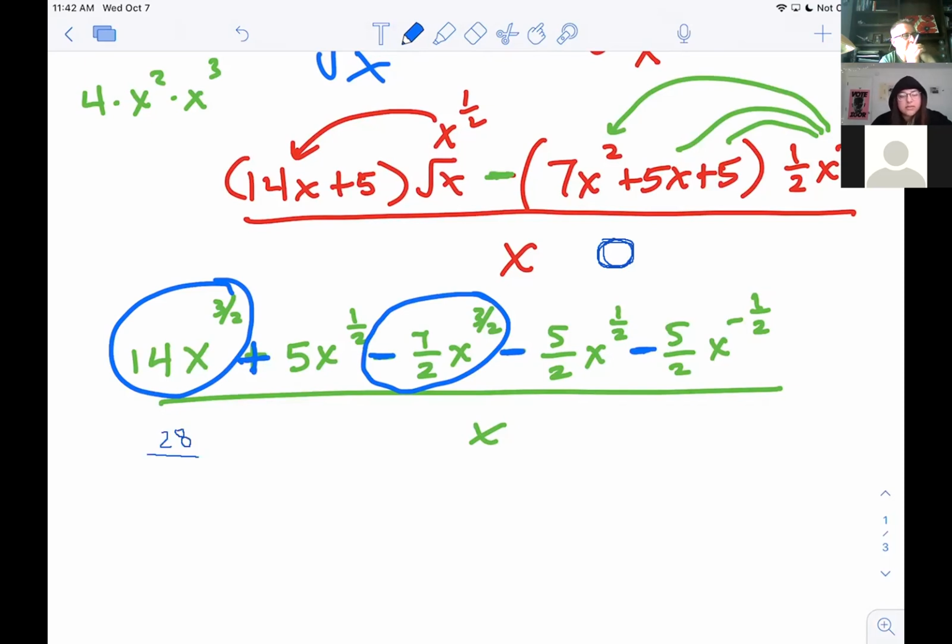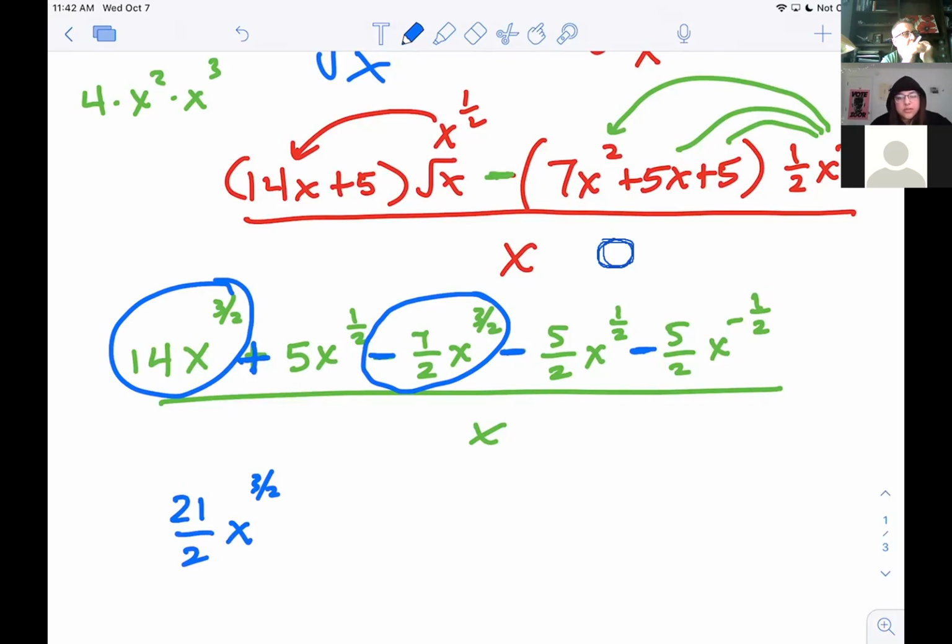You have to. Yeah, it's 28/2 minus 7/2, which is 21/2. And so, okay, 21 halves, and then the description doesn't change. It's still x to the 3 halves.